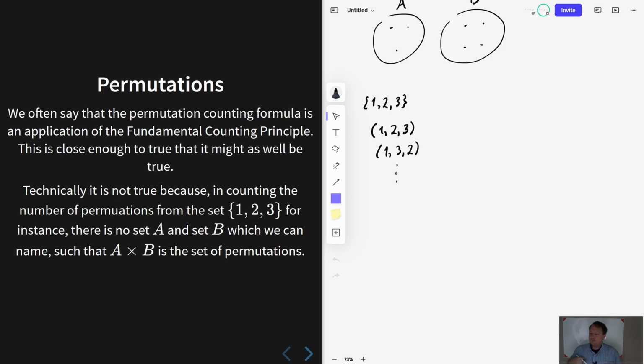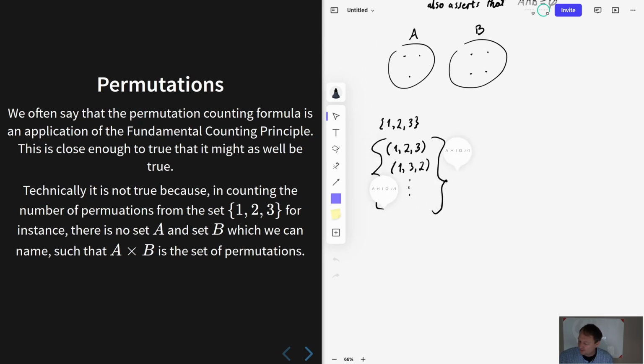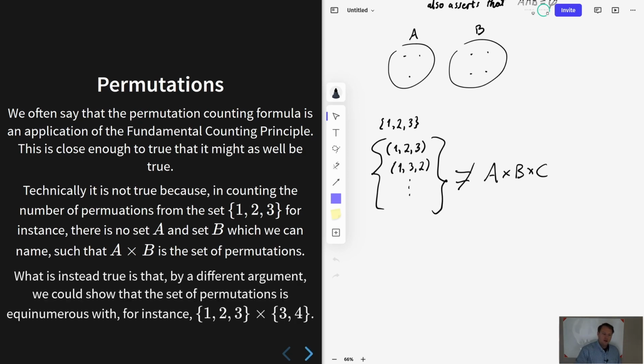Anyway, and there is no set, right? Like this set is not equal to any A cross B cross C, and therefore a direct and very flat-footed application of the fundamental counting principle does not count the permutations, right? So that's not the way, right? Like that's not the full justification for why the permutation formula is correct.